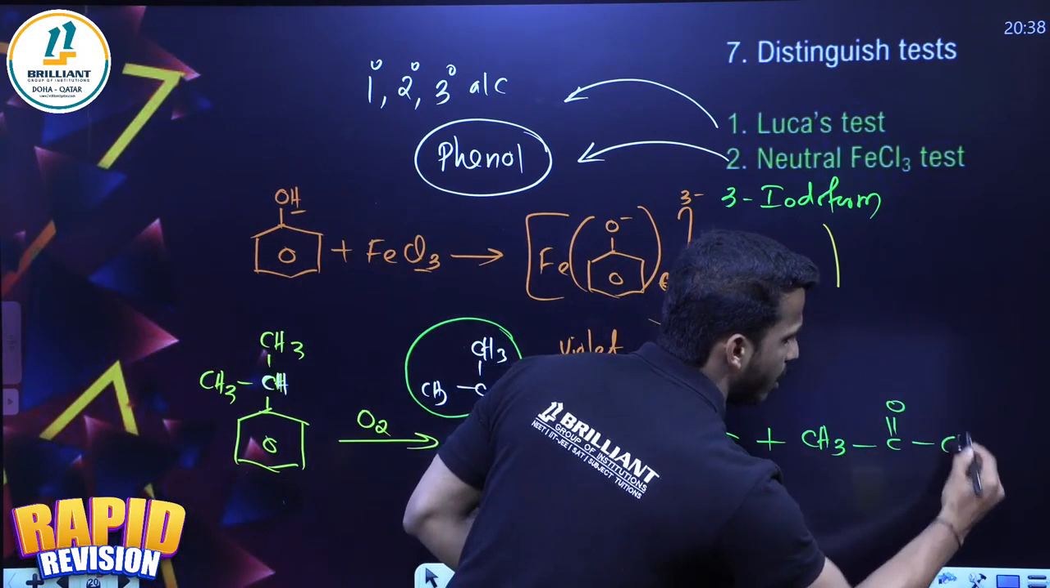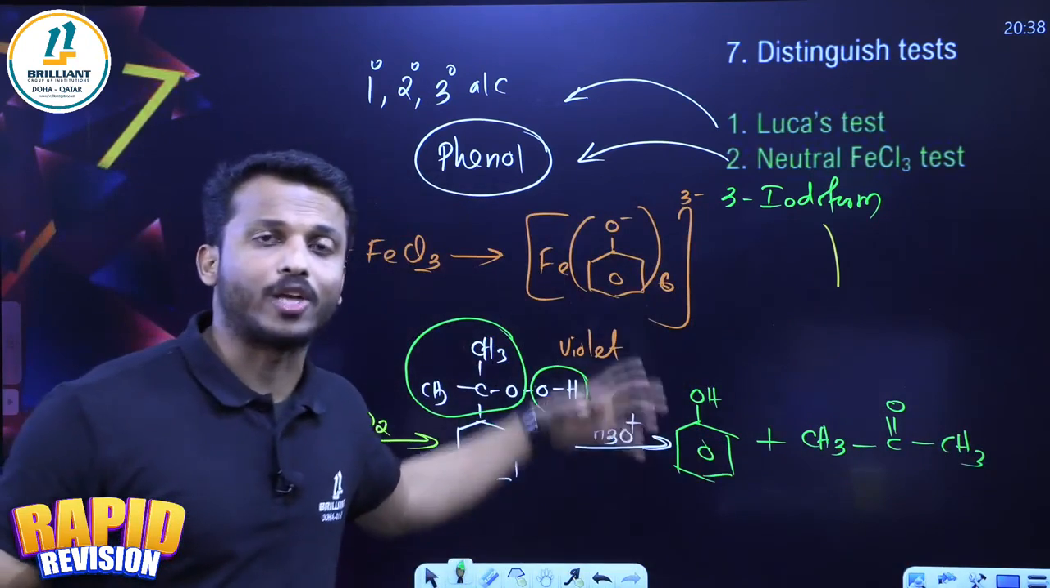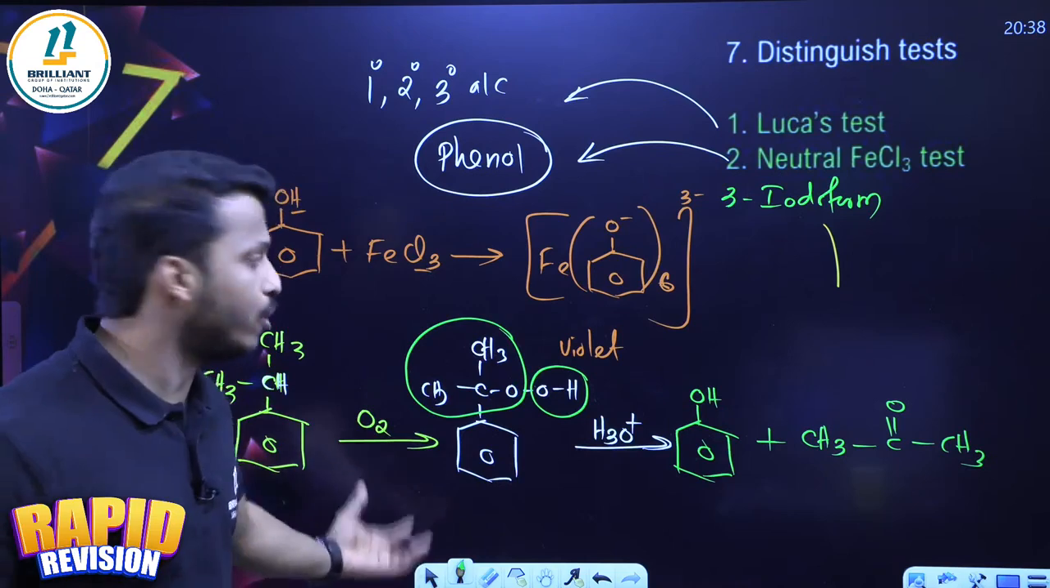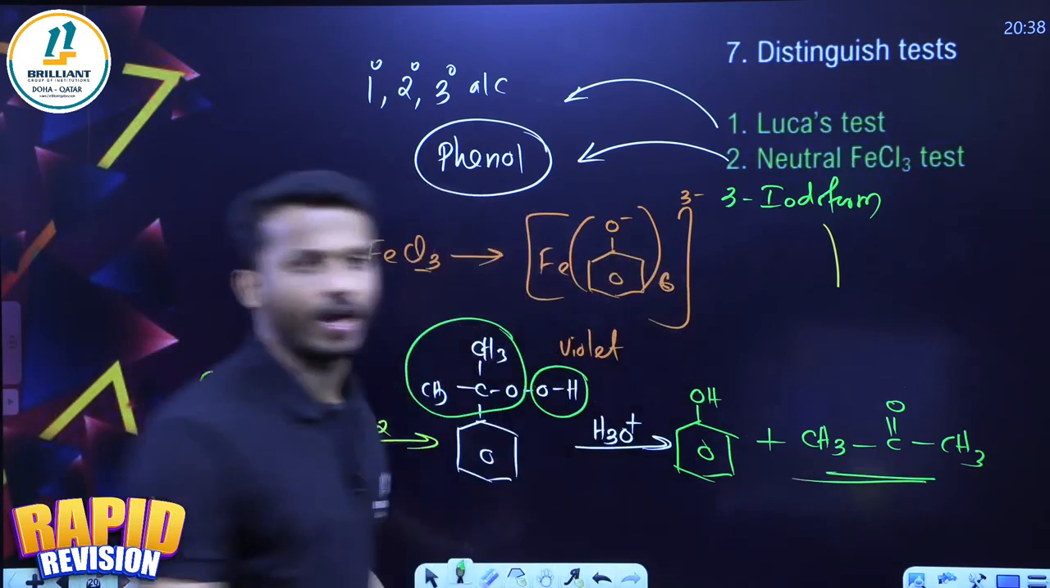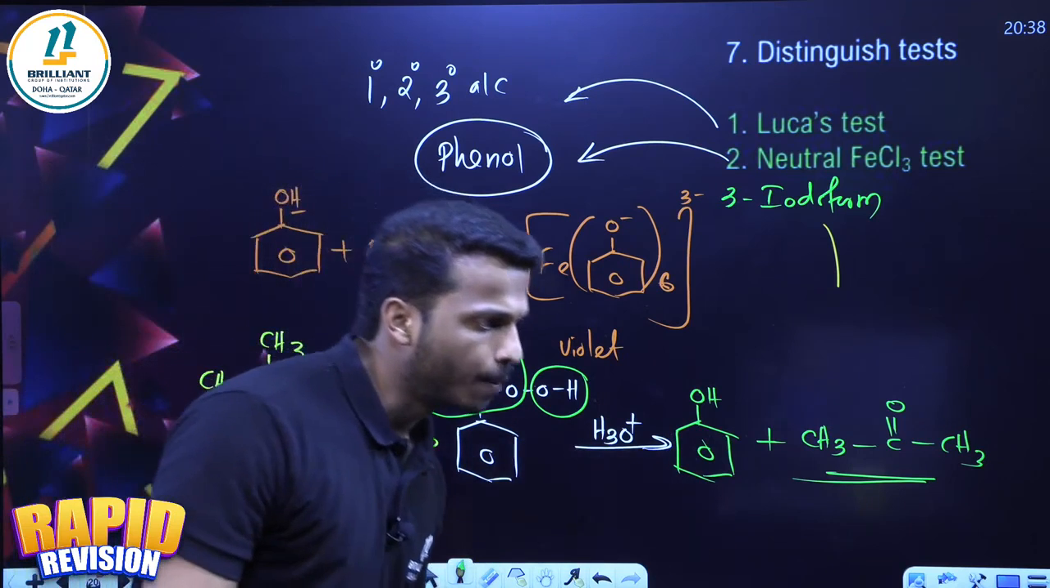CH3COCH3. Dear all, you know that it is a commercially important preparation of phenol from cumene, because you are getting acetone as a byproduct. It's also a commercially important chemical. So this is one of the preparations, dear all.